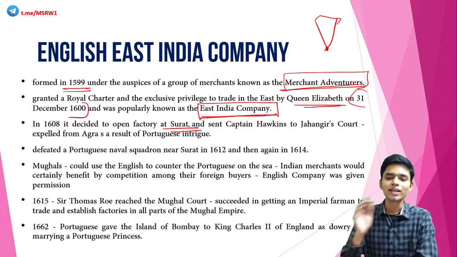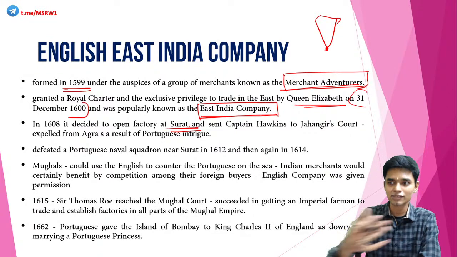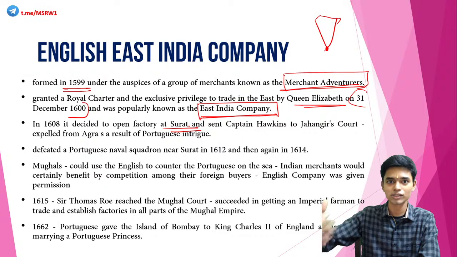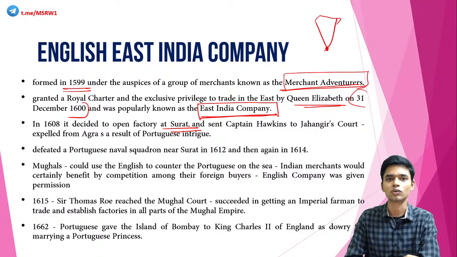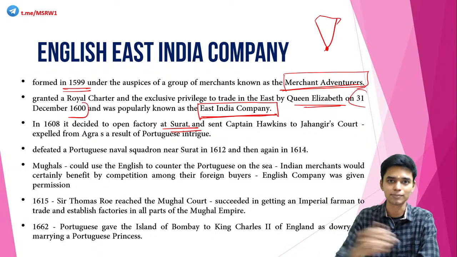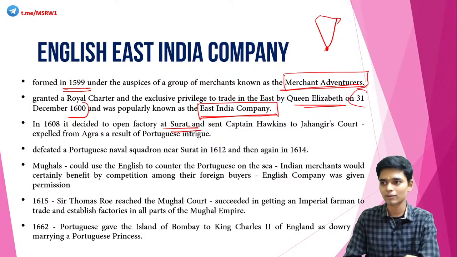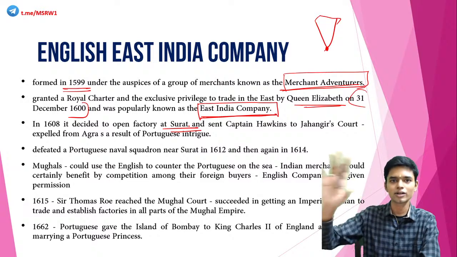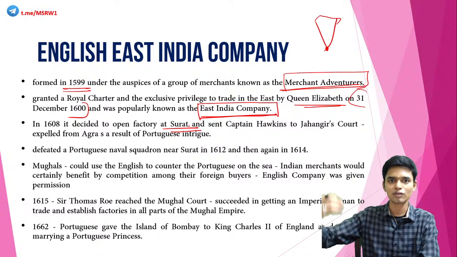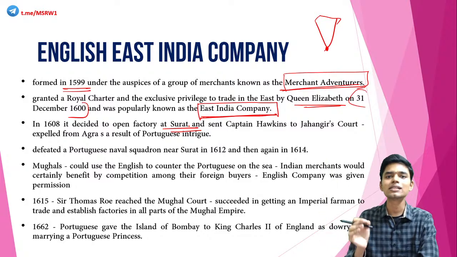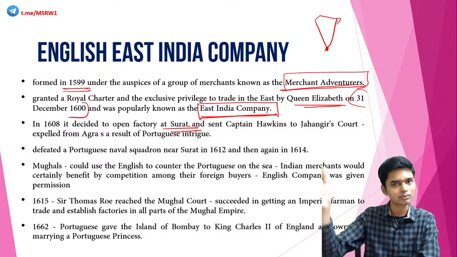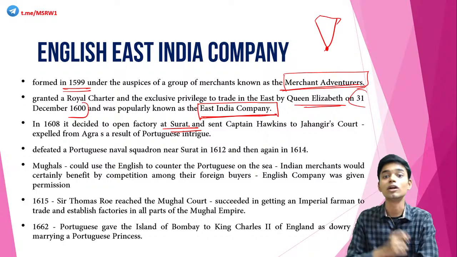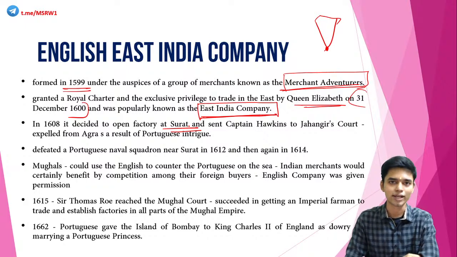Clear? So anyway, Captain Hawkins went to Jahangir's court, and he was very enthusiastically welcomed. He was given a very good mansab, etc., etc. Jahangir was very pleased to welcome Captain Hawkins into his court. Problem was that the Portuguese did not like it. Portuguese were already in India, and they had some influence in the Mughal court, and Portuguese did not like this. So Portuguese tried to clear off England from the Mughal court, and they succeeded in doing that.